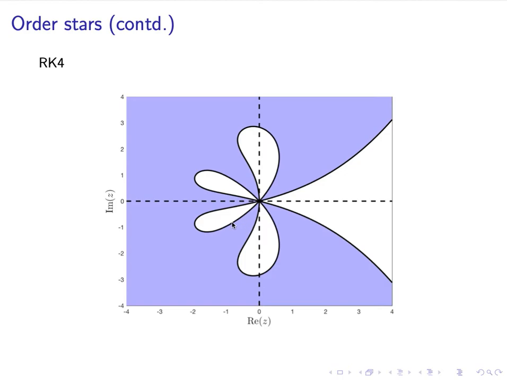Another way to think about the order stars is this will be a surface, and we're taking a slice at the level of where the surface is equal to 1. So imagine this is a horizontal slice across that surface.